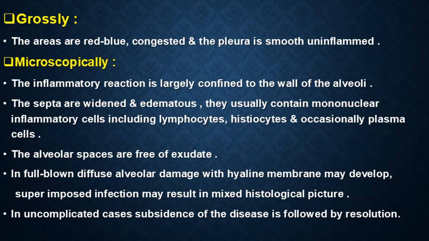The alveolar spaces are free of exudate. However, in full-blown diffuse alveolar damage, when the infection is so severe, sometimes alveolar damage with hyaline membrane might develop. That's a superimposed infection. You know what a hyaline membrane is? That means it's the start of adult respiratory distress syndrome. This is a major problem that can happen in this type of pneumonia, atypical pneumonia. In uncomplicated cases, the disease subsides and is followed by resolution.